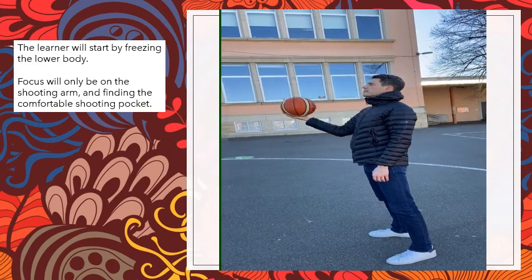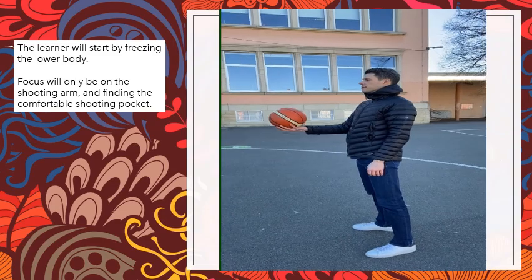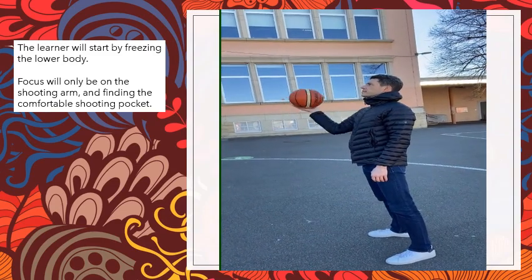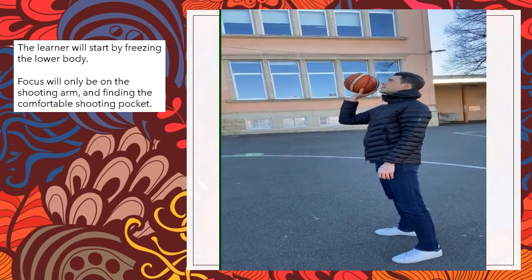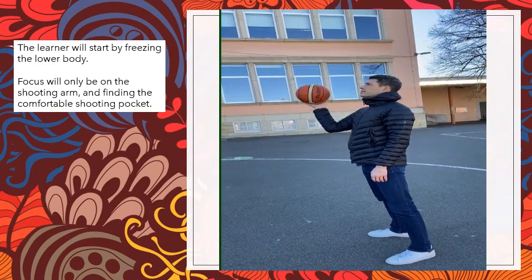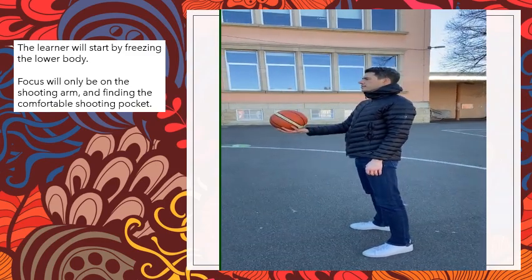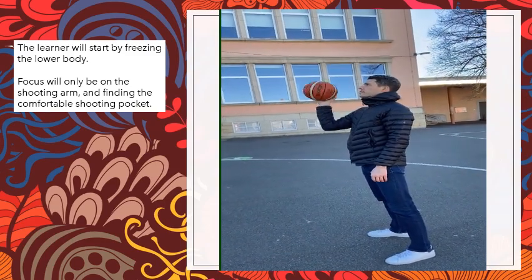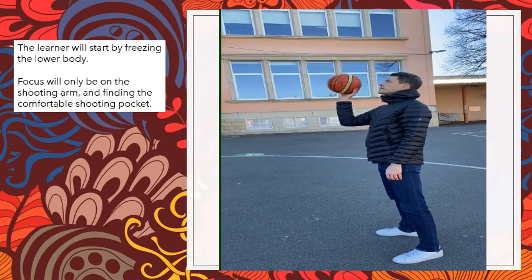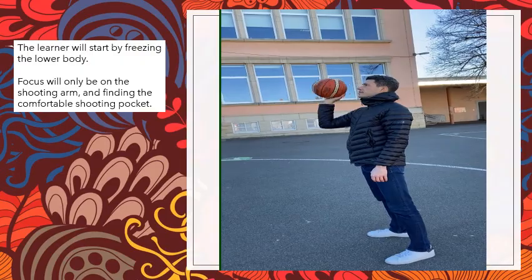Here we begin with the learner starting to freeze the degrees of freedom. The lower body will be frozen, and we will only focus on the upper body movements. The focus is on the shooting arm, with the learner finding the comfortable shooting pocket. As you can see, he is practicing this over and over until he feels comfortable and confident.